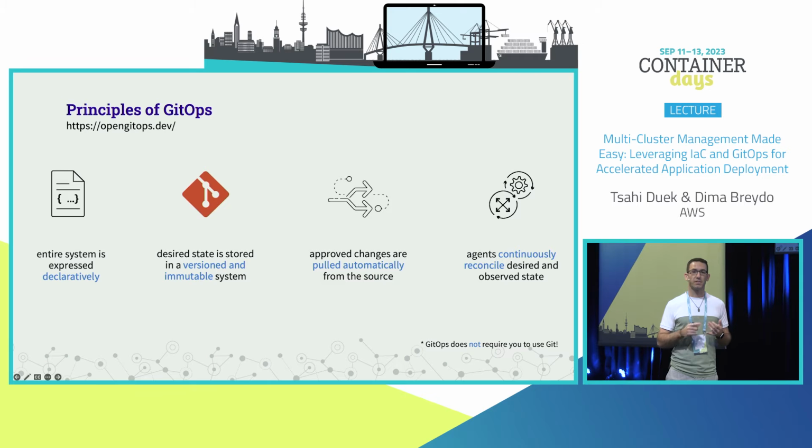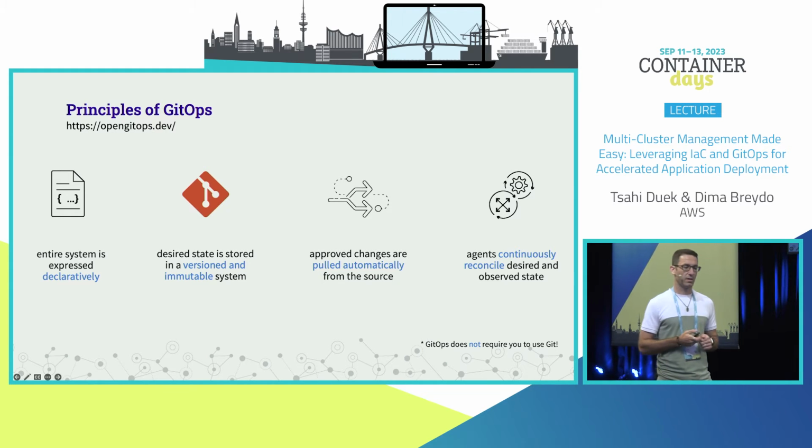Basically, in GitOps there are 4 principles. The entire system is expressed declaratively. It's stored in an immutable and versioned way in a storage. It can be Git, it can be something else. You have a software agent that automatically pulls the configuration from the source, and those agents continuously reconcile the desired configuration based on the observed state in the cluster.